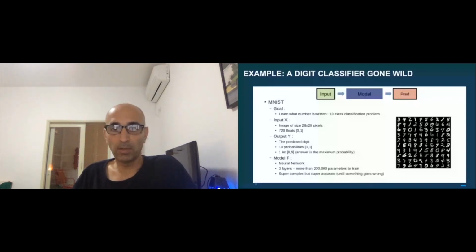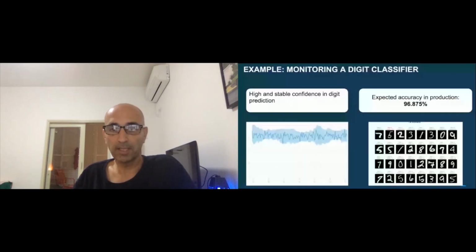Now, on the training set, the expected accuracy in production we got was 96.875%, and it also had a very high and stable confidence in the digit prediction. So whenever it said it's digit 5 or digit 2 or digit 1, it was quite confident about it. That's the chart you see on the left. And by the way, the shaded area is the confidence interval that our system learned for the output probability, the confidence in output probability of each class.